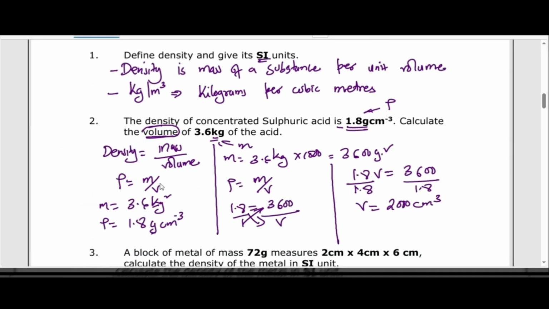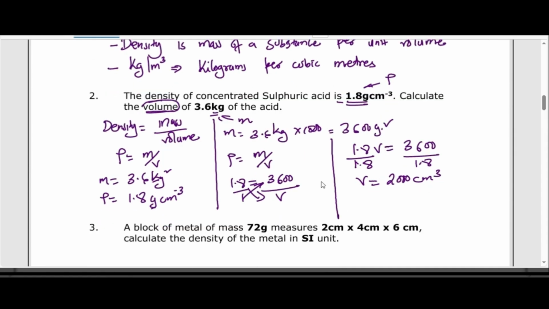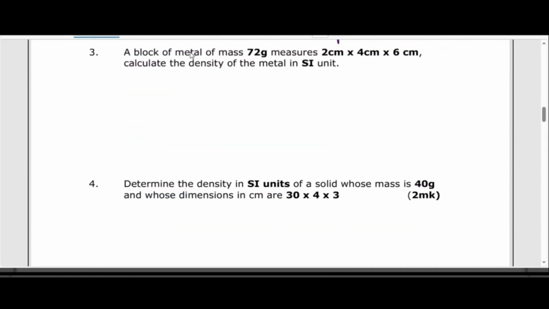And that is how you get your answer. That volume of a substance is 2,000 centimeters cube. We go to number 2. Number 3 here. So you see number 3 here.